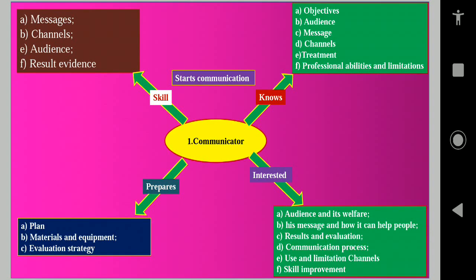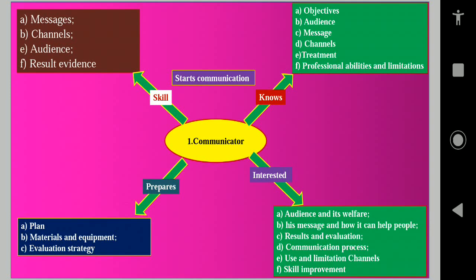First is your skill should have selecting message. How will he select the message? Then treating that message, how he will treat the message, select and treat the message. Then expressing message, verbal and written form, how he has to express that message. Then selection and use of channels. Second is your channel, how he will select the channel and use. Then understanding the audience, how you will understand the audience.